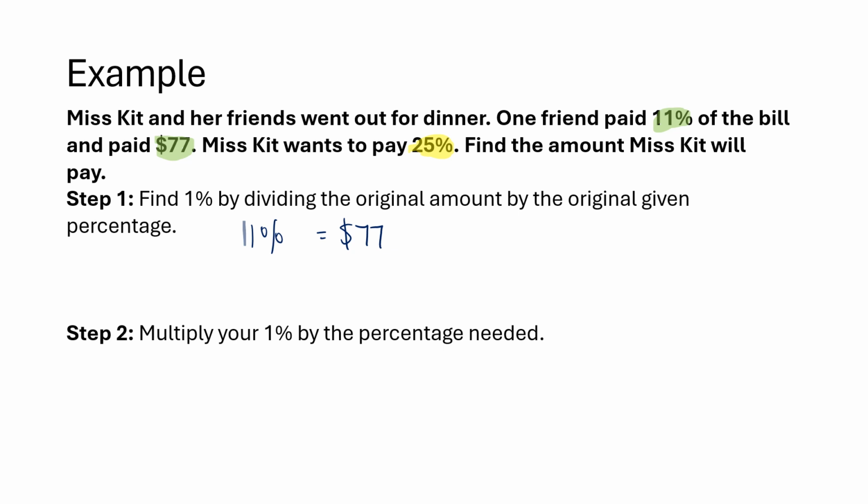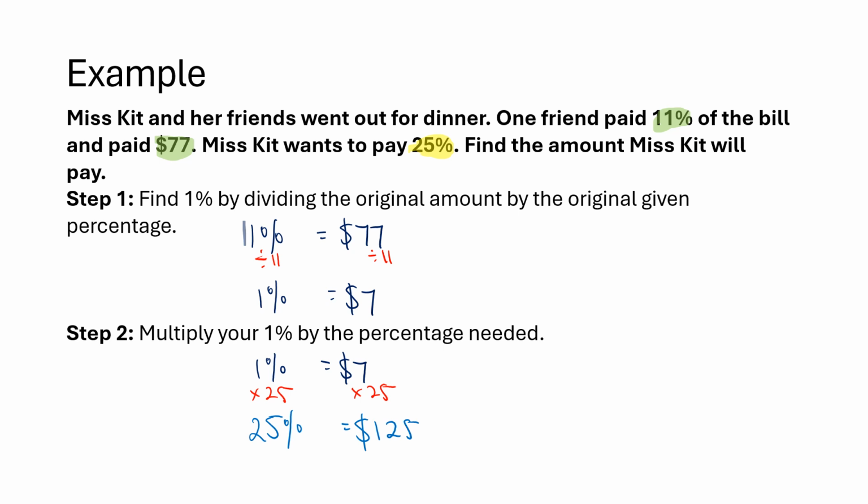So to get just the one unit of percentage, I'm going to be dividing both sides here by 11. And so now I know that 1% is worth $7. Okay. If I know 1% is worth $7, to get 25%, I can just times both sides by 25. And in this case, I would have $175. Okay, so that's a pretty hefty dinner bill. But if I wanted to pay 25%, I'd be paying $175.